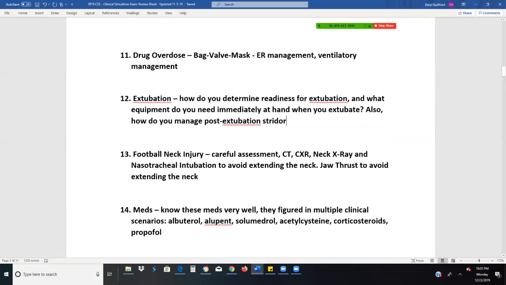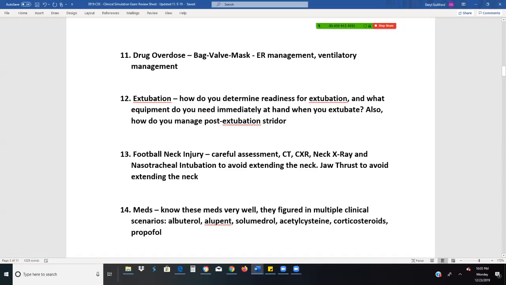Extubation, know how you determine readiness for extubation and what do you want to have on hand. Well, you want the full crash cart. And the reason for that is that as soon as you extubate, they could need re-intubation. So be prepared with a full crash cart, all the airway equipment, all the drugs, whenever you extubate.